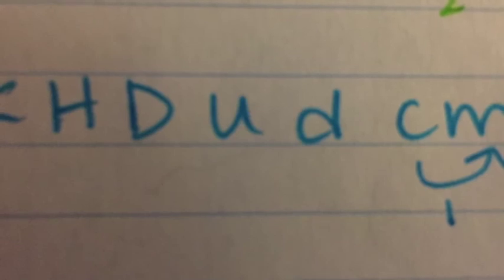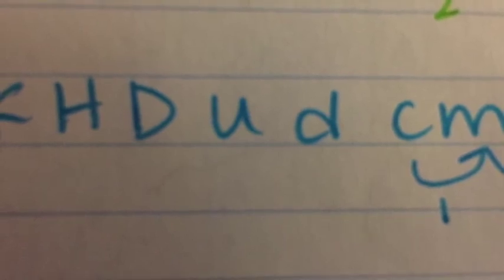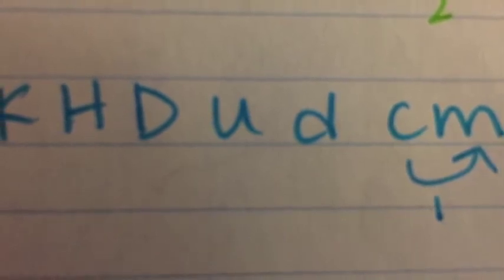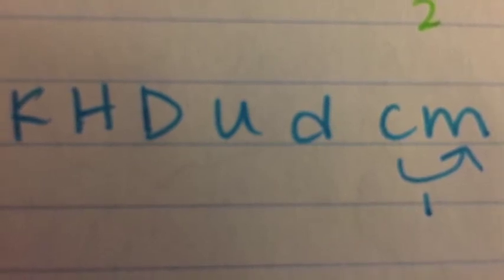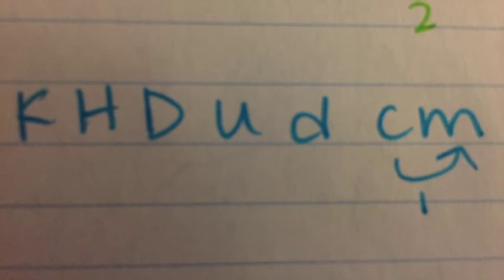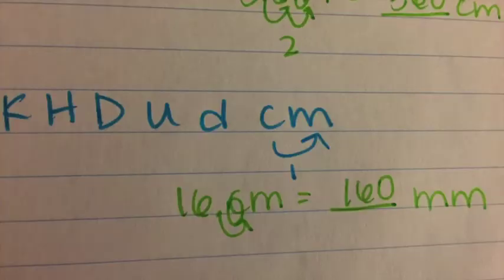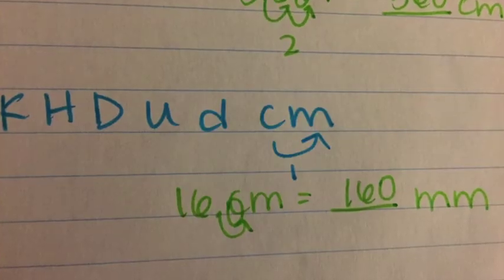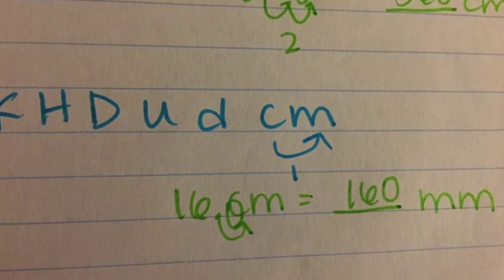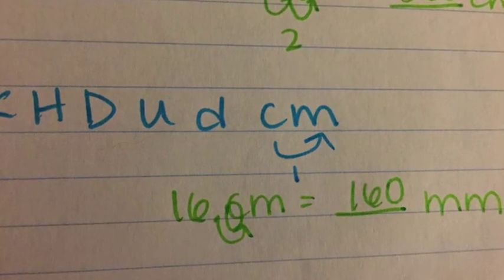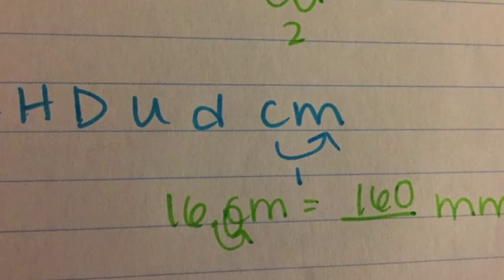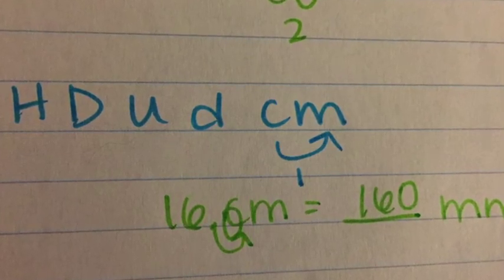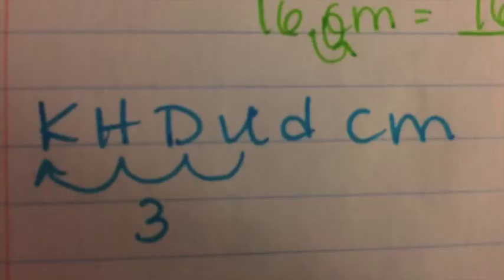Number 20 is 16 centimeters equals how many millimeters? So centimeters to millimeters is going from C to M. So we're moving to the right 1 decimal place. So 16 centimeters, the decimal place would be at the end. If we're moving it to the right 1 space, we're adding an extra 0 to get 160 millimeters.